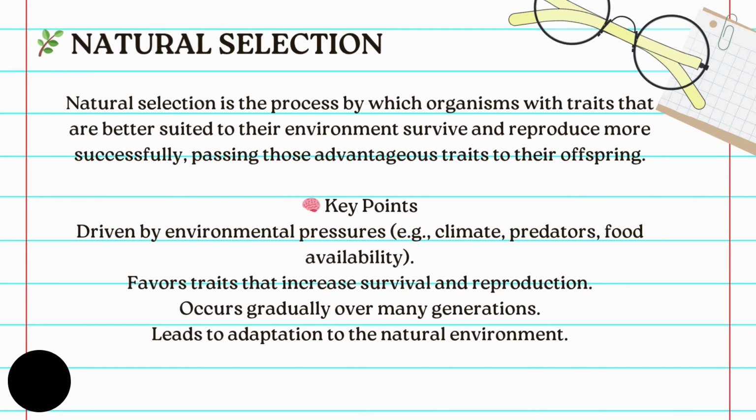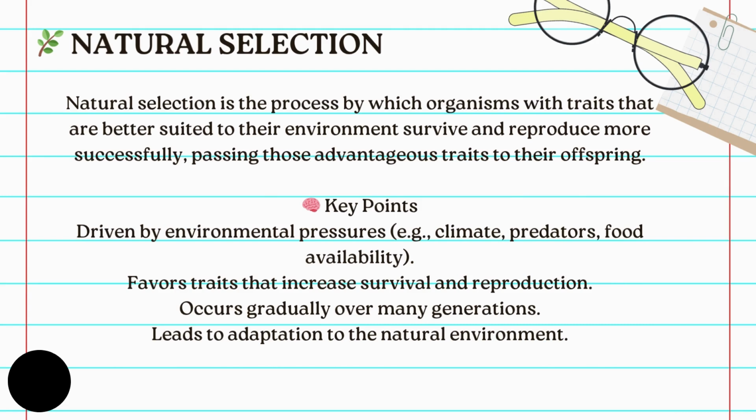So natural selection is a process by which organisms with traits that are better suited to their environment survive and reproduce more successfully, passing those advantageous traits to their offspring. So it's just saying that if certain individuals have a trait, just because of genetics and variation in genetics, they're born with a trait that makes them by chance suitable for this environment. And then there are other individuals that are not born with that. Those with a suitable trait will survive and reproduce more, passing on that suitable trait.